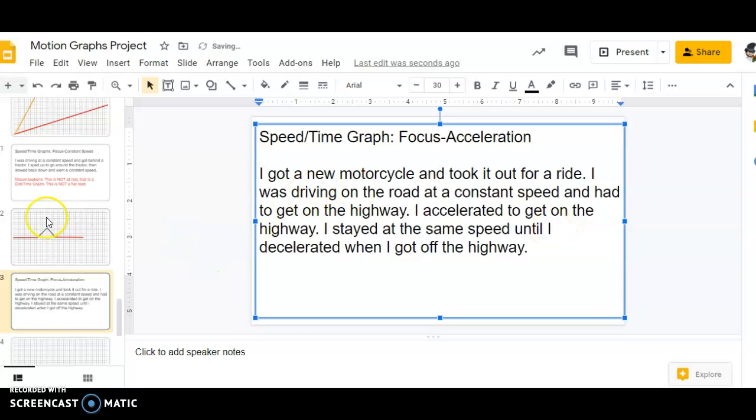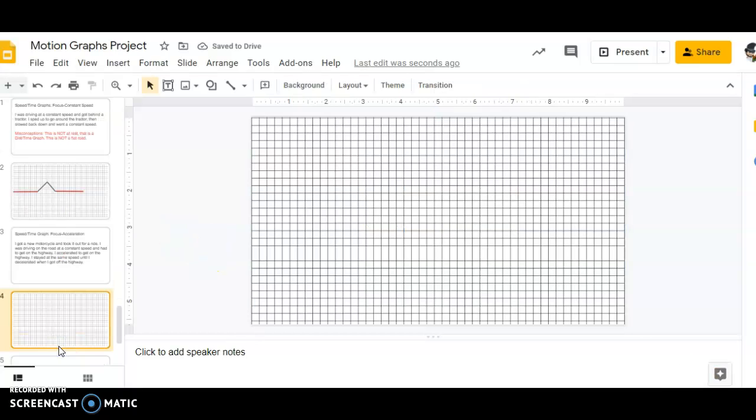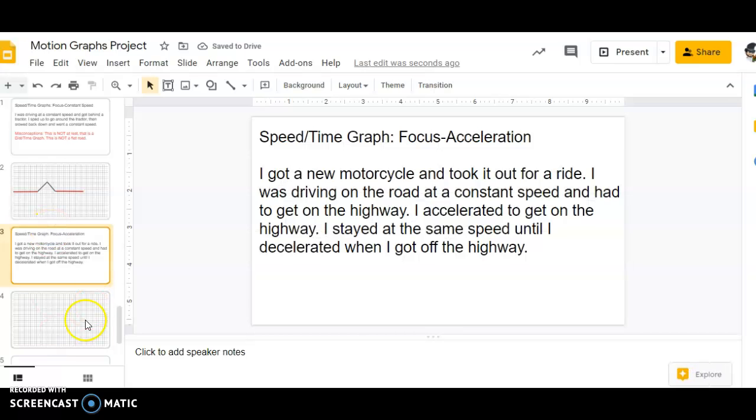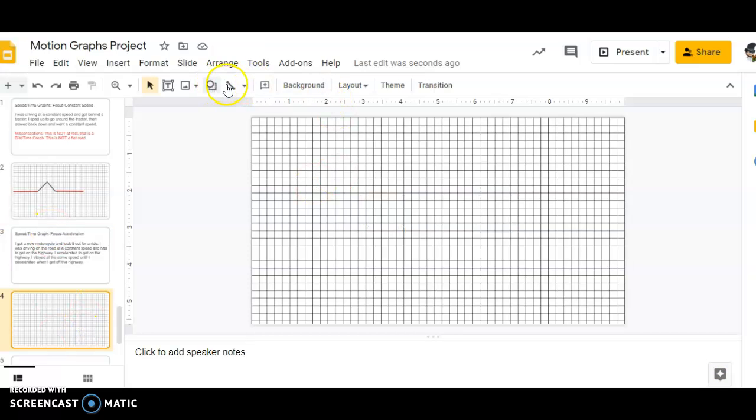Here we go. Let's do this one here. Okay, so I have a new motorcycle. I'm driving at a constant speed, so let's put a constant speed. We just did that, so we're good at that. Constant speed. And we'll change the thickness of that. But I needed to get on the highway.